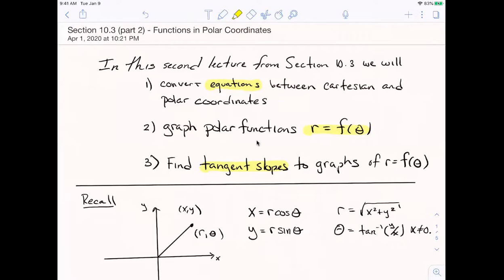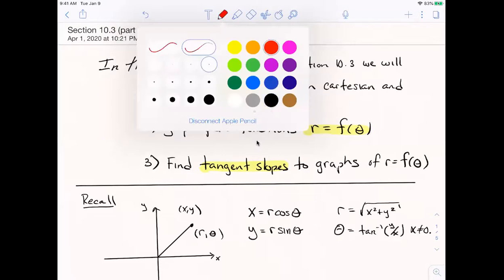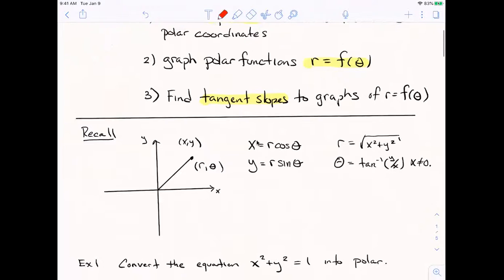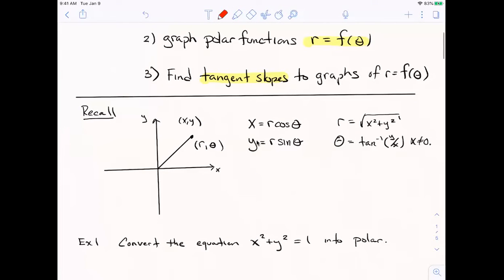So let's start off by briefly recalling from the last lecture some formulas about how to convert between polar and rectangular coordinates. I've drawn on your screen a picture of the polar plane and the XY plane superimposed on each other. Remember, we always do this in such a way that we put the pole at the origin and the polar axis along the positive x-axis. I've marked a point there, and I've written its coordinates in rectangular and polar coordinates, x, y, and r, theta.